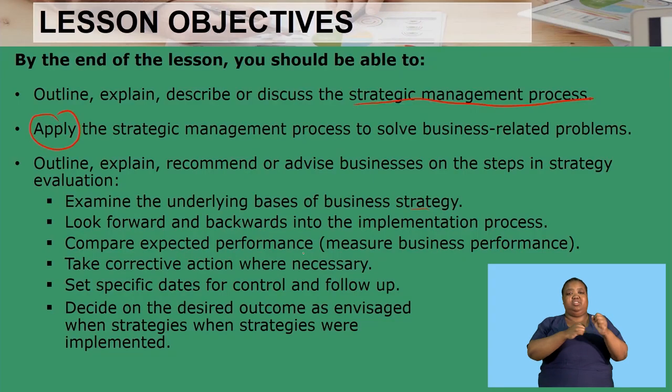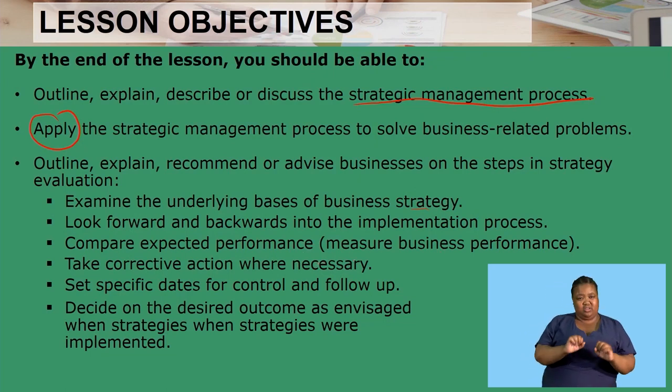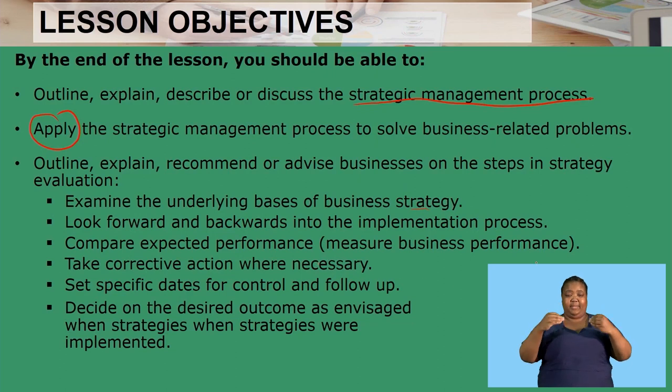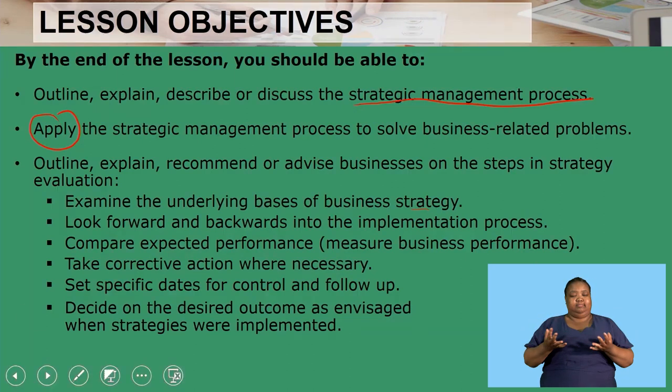Right, what is it that we're going to do here? We're going to examine the underlying basis of business strategies, look forward and backwards into the implementation process, compare expected performance with measured business performance, and take corrective action where necessary. Still under the steps in strategy evaluation, we're going to set specific dates for control and follow-up. Lastly, we're going to decide on the desired outcome as envisaged when strategies were implemented.